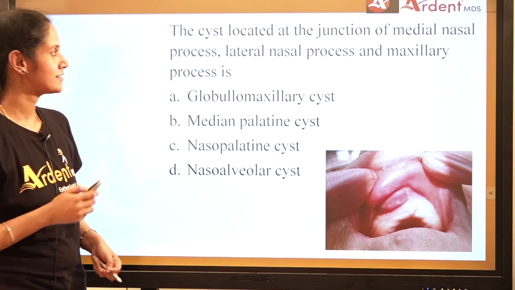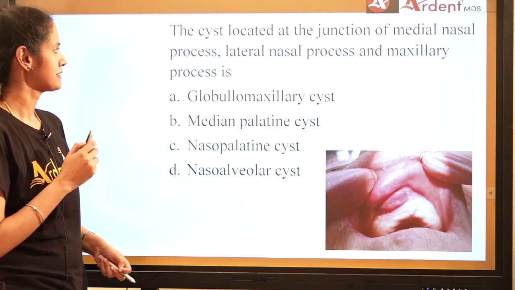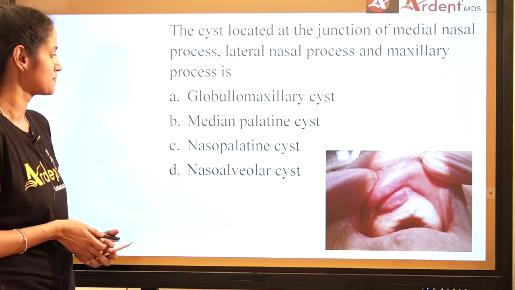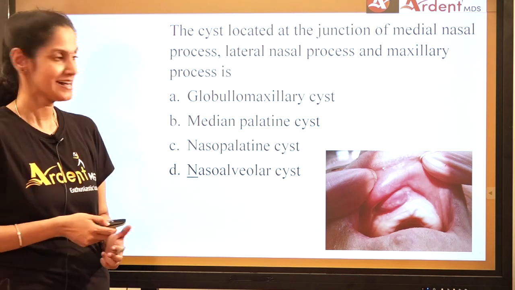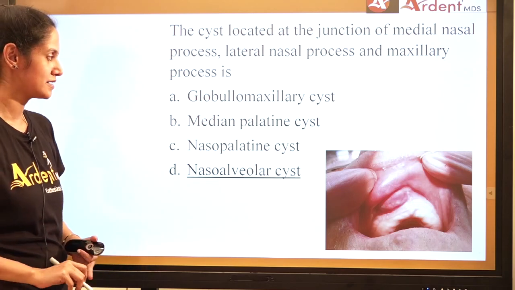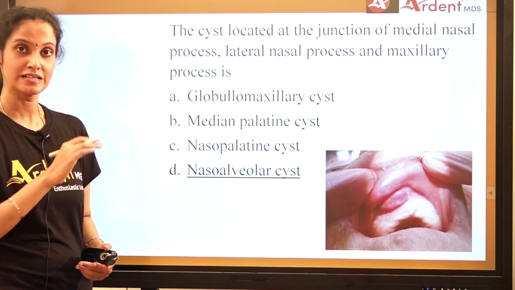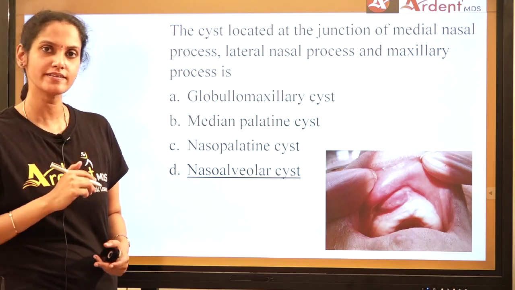This is located at the junction of the median nasal process, lateral nasal process and maxillary process, is called as, yes, it is the nasoalveolar cyst. The question is posed such that it's located... Yes, why is it located there?